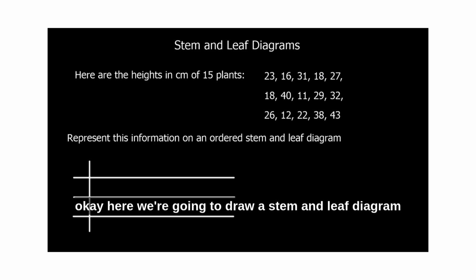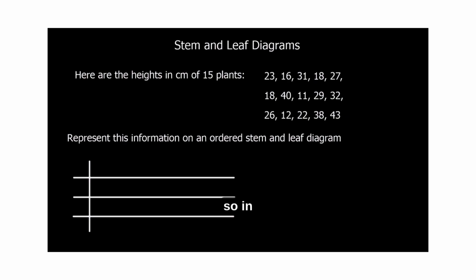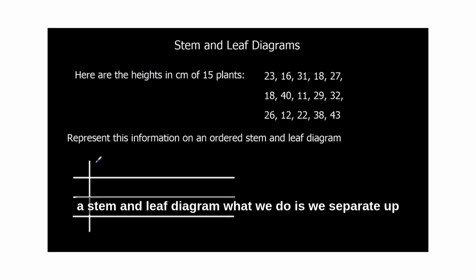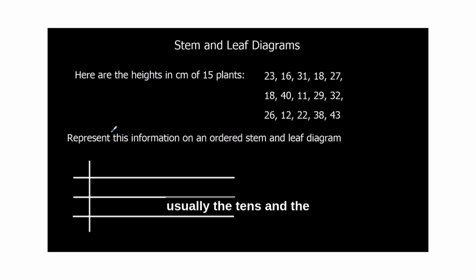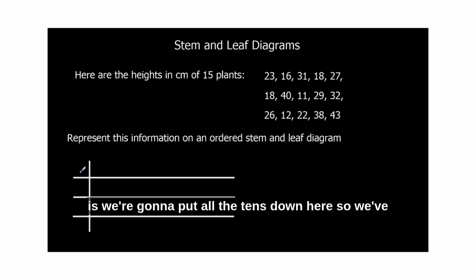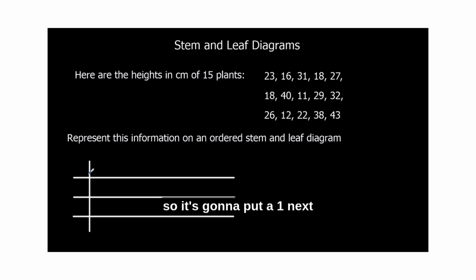Okay, here we're going to draw a stem and leaf diagram. In a stem and leaf diagram, we usually separate the tens and the units. The tens go in this bit on the left, the stem, and the units become the leaves. So we're going to put all the tens down here. The lowest one is 10, so we're just going to put a 1.